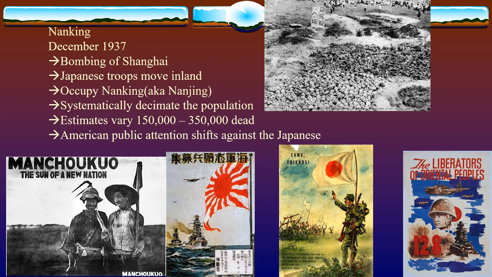What's going across the bottom of the slide there? Let's talk a little bit about propaganda. Manchukuo, the son of a new nation. And here are a couple of Japanese farmers out there, and this is, again, propaganda. I'll have a map up in a minute. What the Japanese are calling this puppet state of Manchuria is Manchukuo.